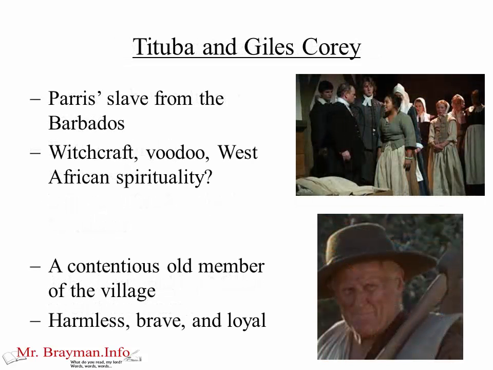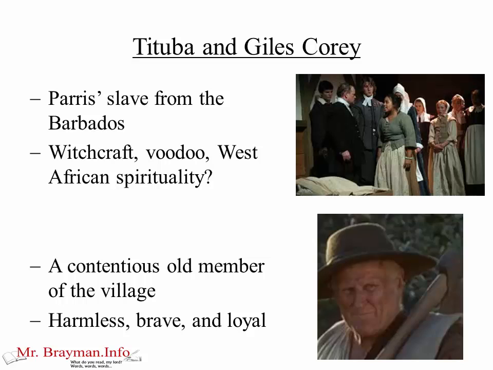We're also going to meet Tituba and Giles Corey. Tituba is the Parris' slave, and she's from Barbados, but of African descent. And she's involved in the so-called witchcraft, and it's unclear whether she's been practicing witchcraft or voodoo or some kind of West African spirituality, but she is at the center of this witchcraft drama.